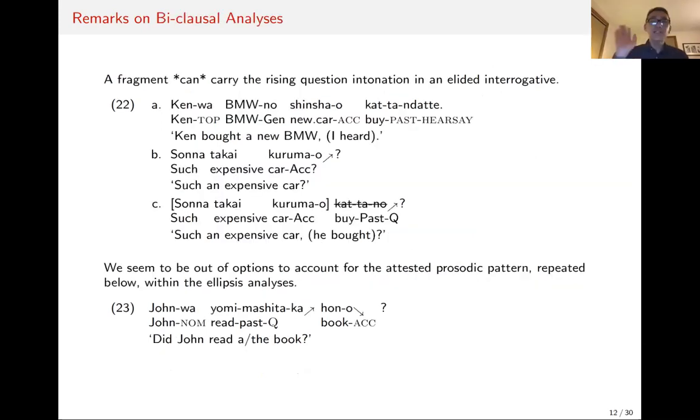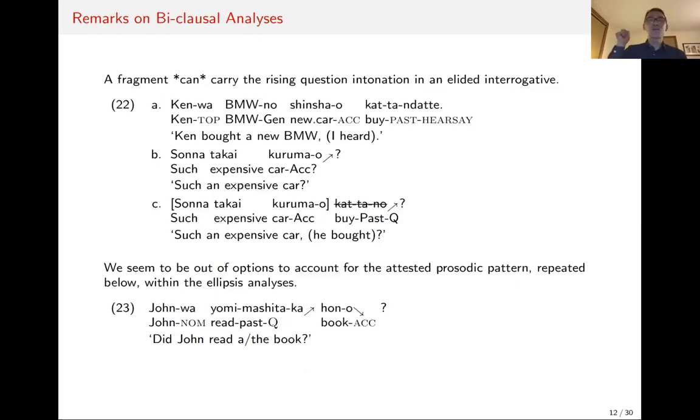I just want to make sure that it's not the case that a noun phrase like hongo or kurumao cannot get the rising intonation. It's actually perfectly fine. This is the kind of fragment question where the question sentence was elided. For example, Ken wa BMW no shinsha wo katta ndatte, sonna takai kuruma wo? That kuruma o gets the rising intonation, meaning sonna takai kuruma o katta no. Katta no is elided, and of course the rising intonation moved to the noun phrase. So that should be perfectly fine, right?